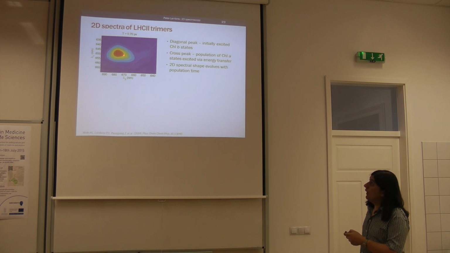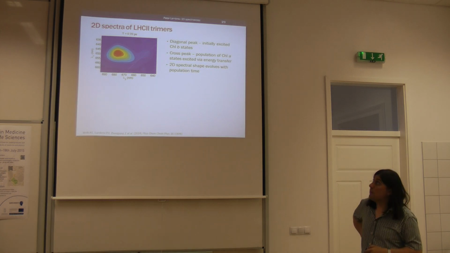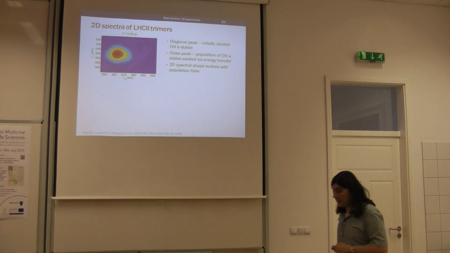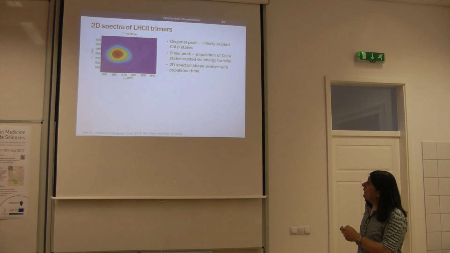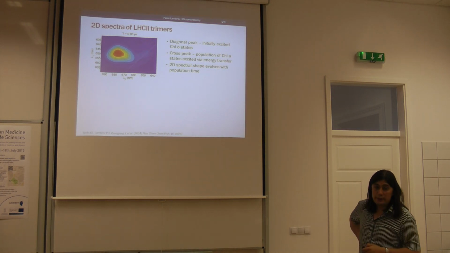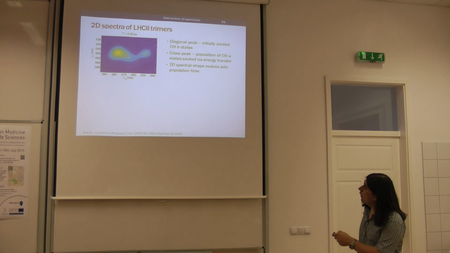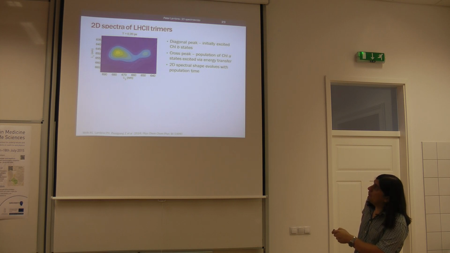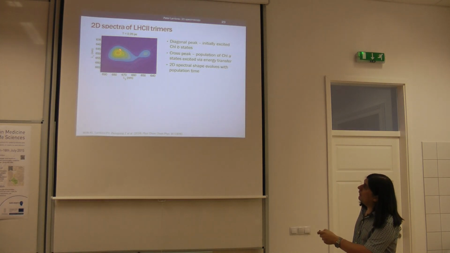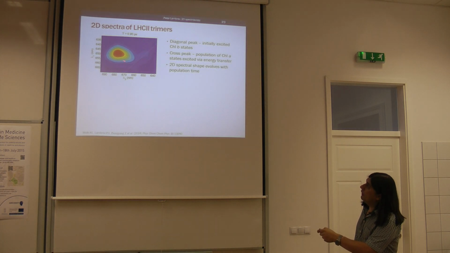And here is the actual two-dimensional spectrum of LHC2 evolving in time. This is the same experiment like I showed you with the transient absorption. Here we excite chlorophyll B and we see what happens. Chlorophyll B absorbs at 615 nanometers, and that is here. So in the beginning, at time 0, we have the chlorophyll B signal, and you can see that it very quickly disappears. At the same time, you can see the chlorophyll A cross peak appear.